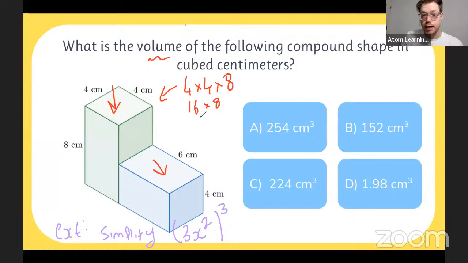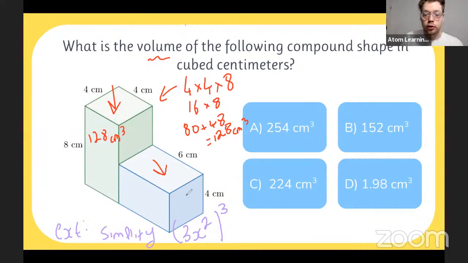And then for 16 times 8, we can do 8 times 10 to give us 80, 8 times 6 to give us 48, and we add those together. So the total volume of that is going to be 128 centimeters cubed. So I know this is 128 cm cubed.